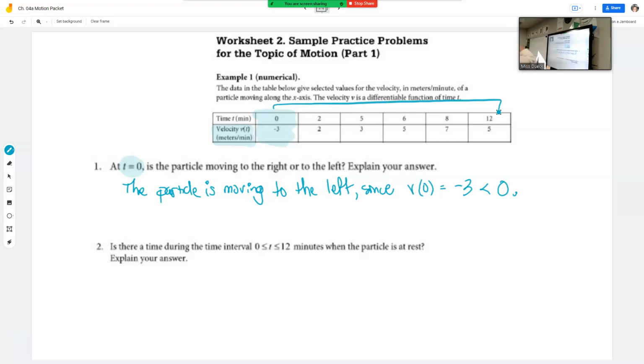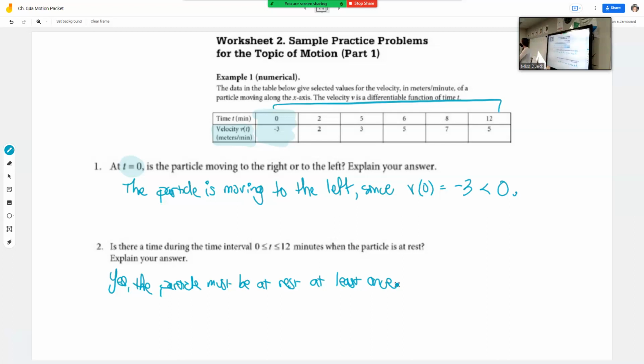The answer is definitely yes. The answer is not just yes. The particle must be at rest. Careful. Why am I going to say at least once? At least once. I don't know what's going on in between all these times.